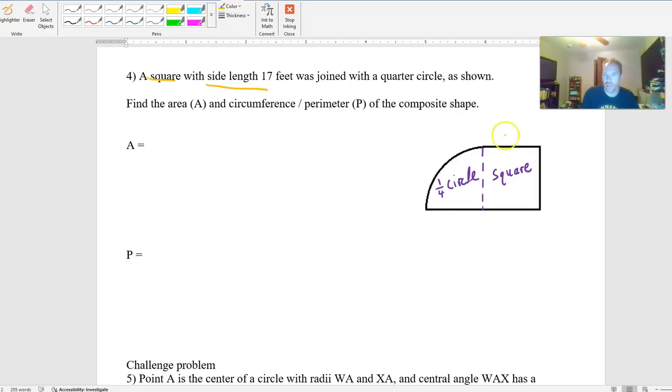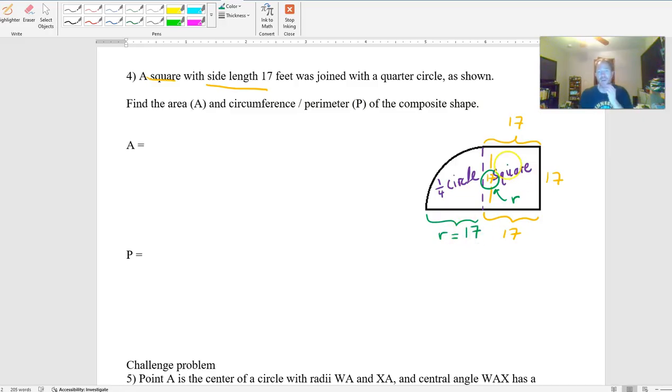So we could put on the square, we could say from here to here is 17, and this is 17, and from here to here is 17, and this part right here, if I can squeeze this in, this is 17 there. So the thing to recognize is that the inside 17 is a radius. This part right here would be a radius of the quarter circle, and that would also be 17 there.